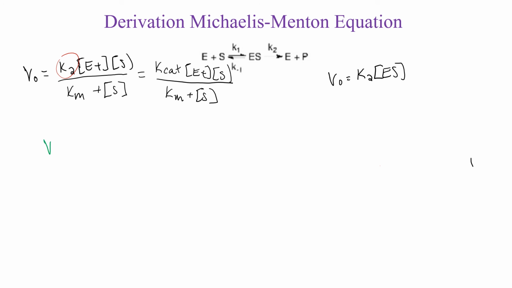Our final step here is the maximum velocity, which is Vmax. Vmax is equal to the total enzyme concentration times the catalytic constant. We're substituting Vmax into the equation to get to the final form of the Michaelis-Menten equation written here: Vmax times the substrate over Km plus our substrate.